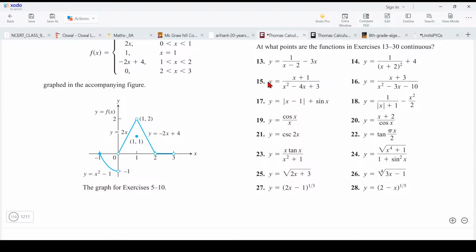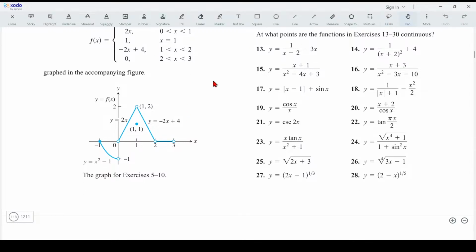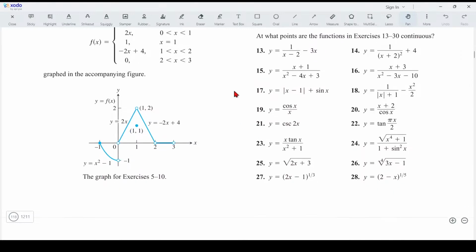When you say 2, it is always continuous. 18 is always continuous. Okay? 1 plus mod x, forget about 1 by this thing. If you just look at 1 plus mod x, 1 plus mod x is always continuous, right?